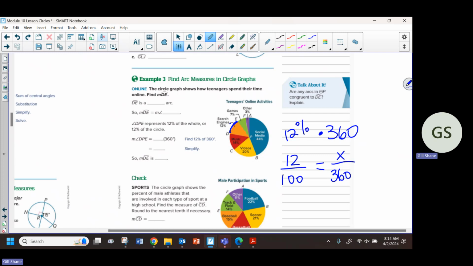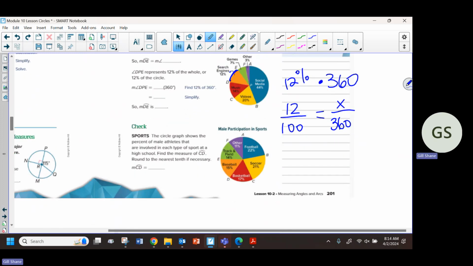I'm not going to go over the check problem, but really quickly so you can check answers. CD was basketball. What was the measure of the degrees for that arc? You got 61.2, you got like 63.0. Okay, so somewhere around 61 point something is fine, depending on where you're rounding.